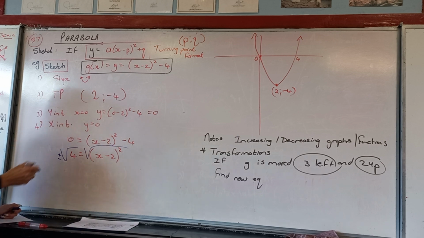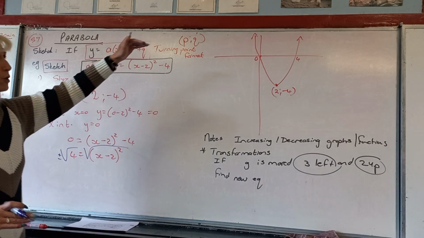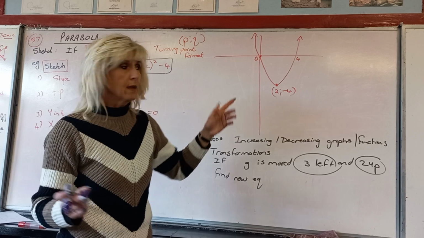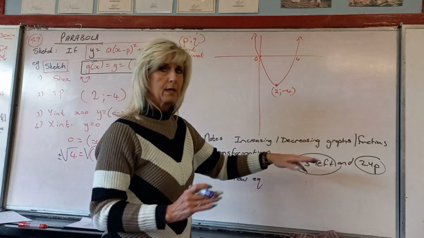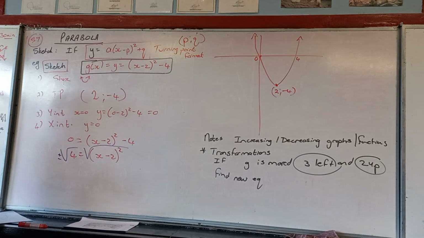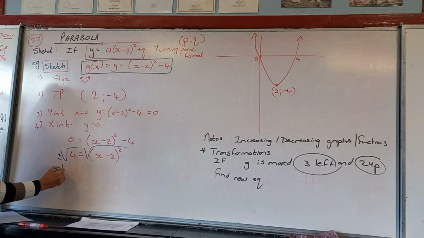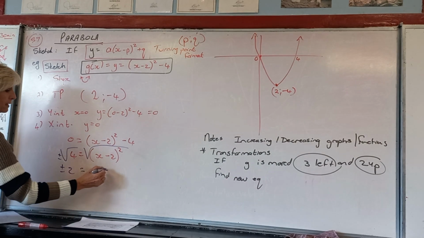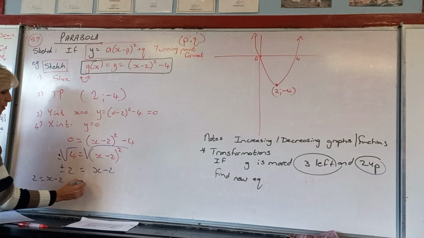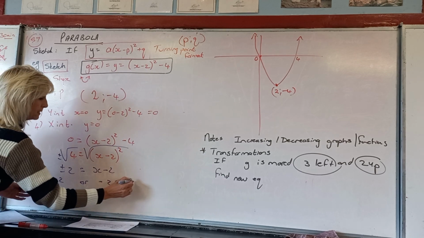If you're busy with x-intercepts, you should be getting 2. Sometimes 1, which will be when your parabola just touches the x-axis, and sometimes nothing. If the graph is, for instance, over here, then it won't have x-intercepts. You'll be searching for it and finding no solution because it doesn't have x-intercepts. Alright, so this will be plus or minus 2 equal to x minus 2. How do I do that sum? So it's 2 equal to x minus 2 or negative 2 equal to x minus 2.